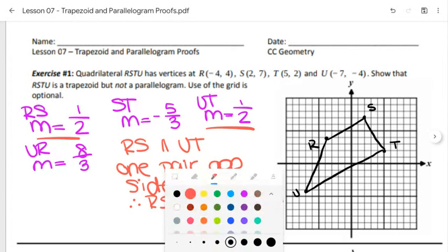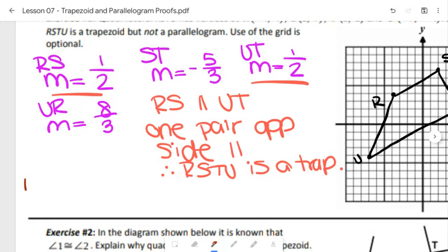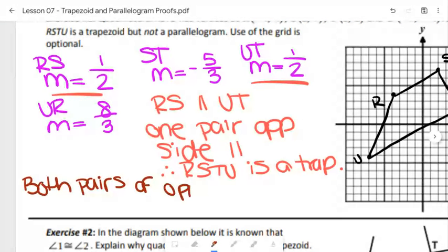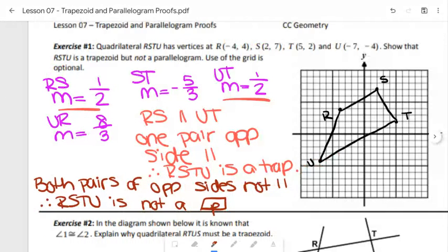And then I also know that both pairs of opposite sides are not parallel. Therefore, RSTU is not a parallelogram. Okay, remember I could use that symbol for parallelogram if I want.